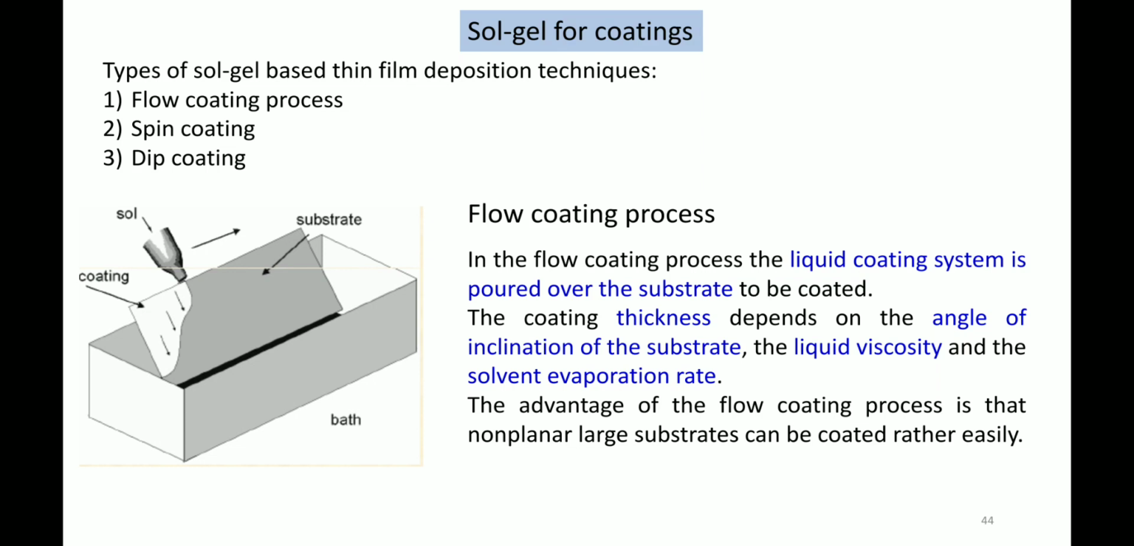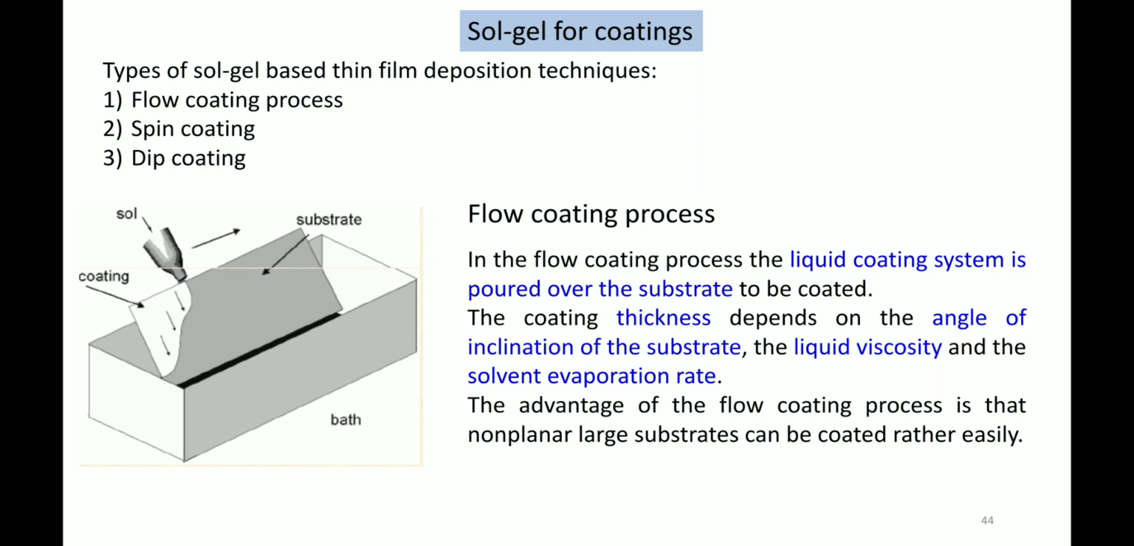So in the flow coating process, the liquid coating system is poured over the substrate to be coated. So you have a substrate, and you have to pour the liquid in such a way that it will keep flowing on the substrate. So obviously if the liquid is required to flow on the substrate, then what is necessary is an angle of inclination of the substrate. If the substrate is horizontal, then the liquid is not able to flow over the substrate. So what you have to do is tilt that substrate at a certain angle. So the thickness of the coated material depends on the angle of inclination of the substrate. Okay, this is one point.